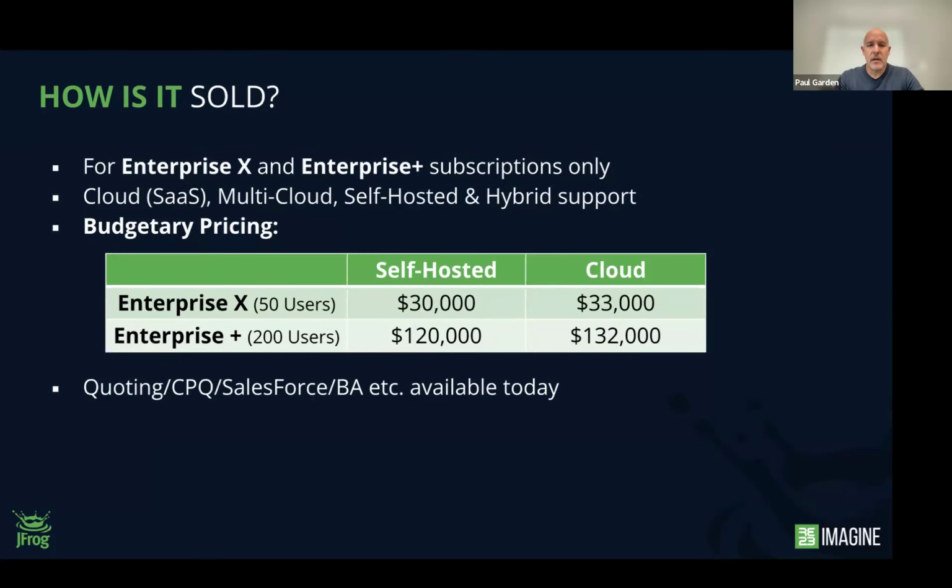So how is it sold? I just mentioned it's available to those customers that have an Enterprise X or Enterprise Plus subscription. It supports cloud, multi-cloud, and hybrid. Now the pricing is 10% more expensive in cloud because we have to front up the cost of an instance, and there's some overhead that we do with self-hosted. Customers download it and install it themselves.